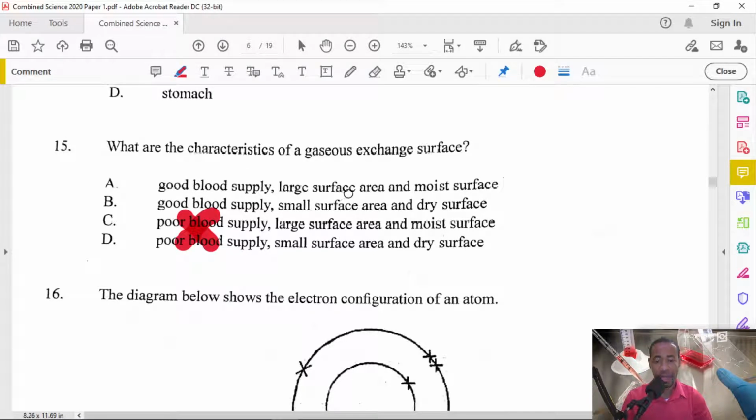A large surface area is good. Moist is also good. And what is also typical, I'm going to add this one here, the surface will also be thin. So you can just make a note of that, right? So you want the surface to be thin. So you can make a note of that part as well. All right. So those will be our features. So answer here is A for number 15. All right. So let's go to number 16 now.